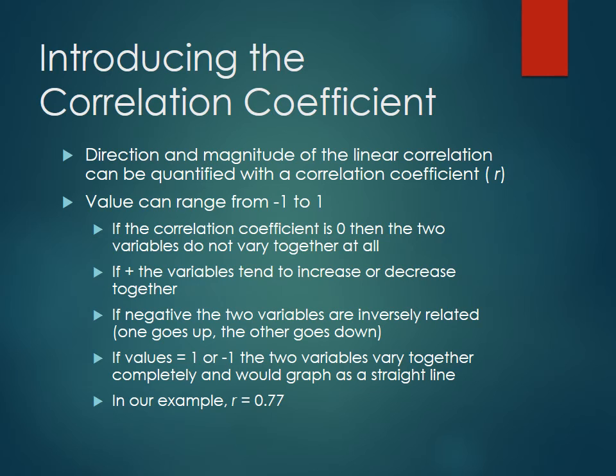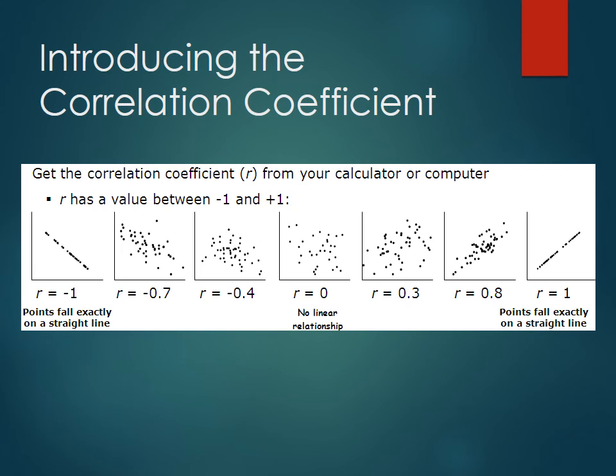In most cases you're going to see it's between 0 and 1, or 0 and -1. But in the example we looked at, the R value was 0.77, right? I'll show you that in just a second. I'll show you the line that best fits that.